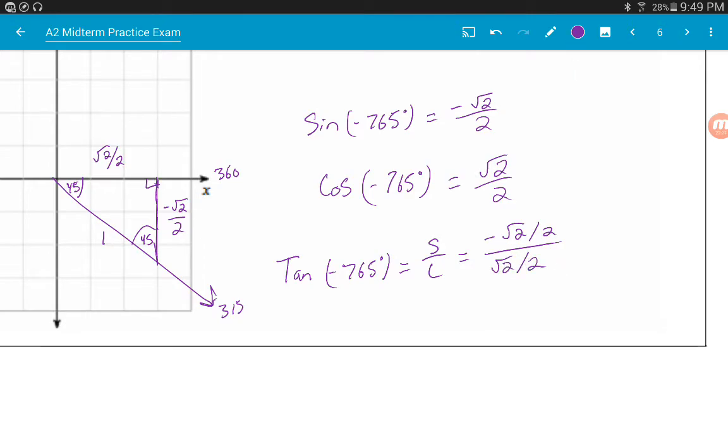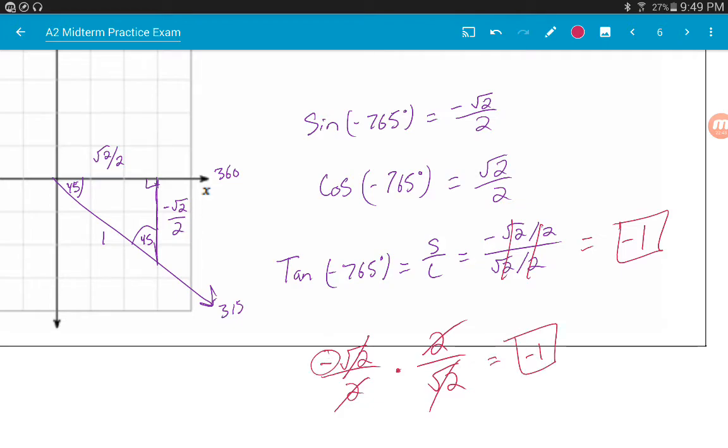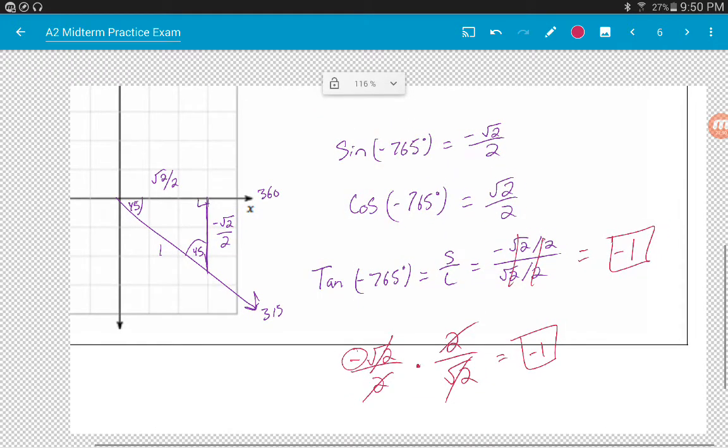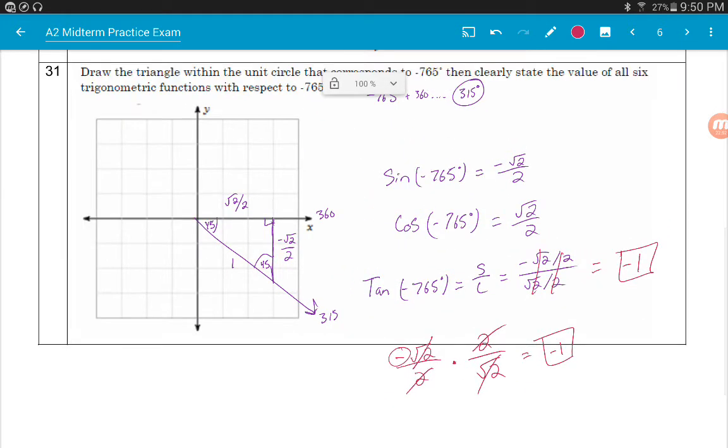If you've been paying attention in algebra, you know that when I divide something by itself, it becomes 1. So the real answer here is just negative 1. You can keep change flip. If I keep change flip, I'll get negative rad 2 over 2, change it to multiplication, and flip it into 2 over positive rad 2. The 2's cancel out, the rad 2's cancel out, and all you're left with is a negative sign and an implied 1, because everything else is gone. Same thing. So that would be your answer, sine, cos, and tan.